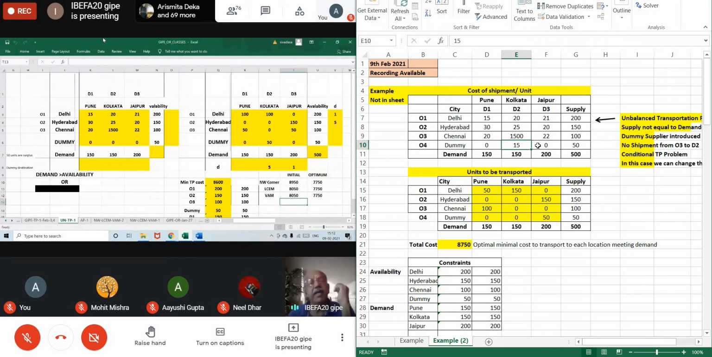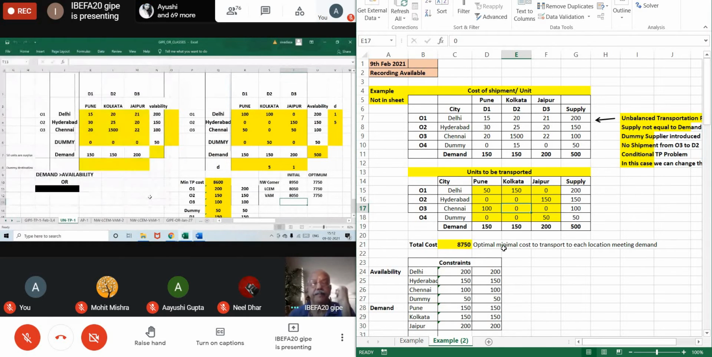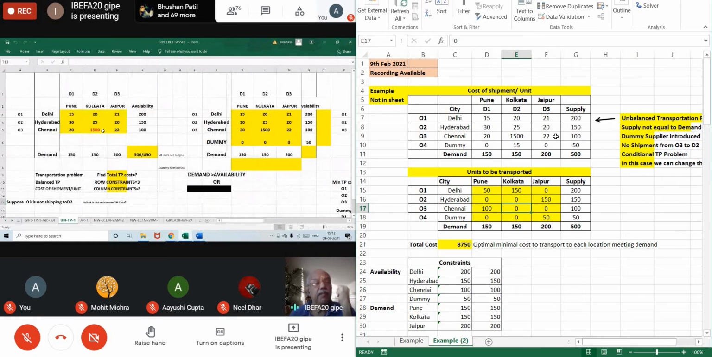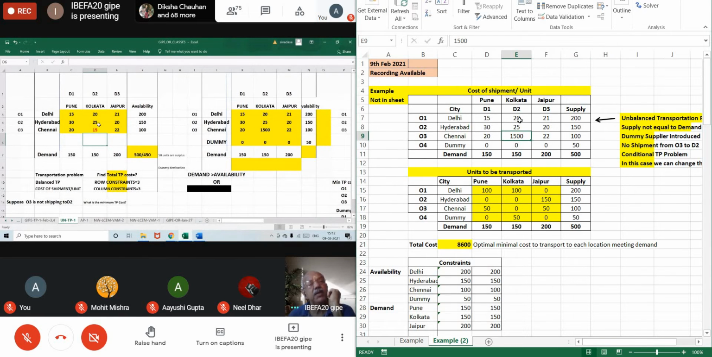So, whenever there is a condition, accordingly you have to do the problem. Suppose the given problem is a profit problem. Imagine it is a profit problem. And still Chennai doesn't want to transport to T2. So what number should I make? What is the logic?